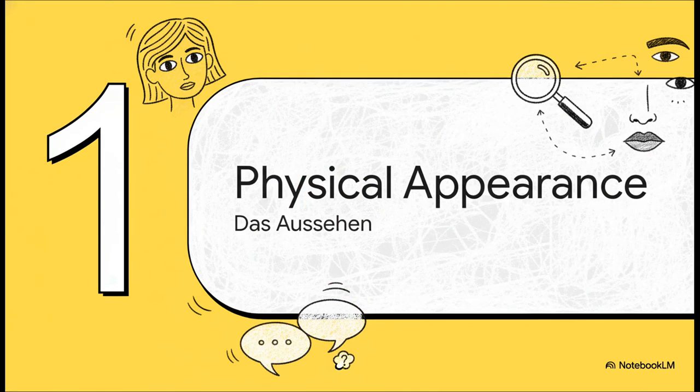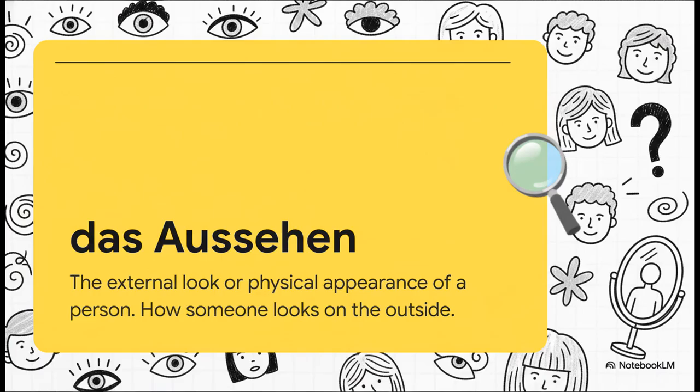So where do we even begin when we meet someone? Well, usually with what we can see. So we're going to start with a vocabulary for physical appearance, or as they say in German, das Aussehen. Okay, our anchor word for this entire section is this noun right here, das Aussehen. It's the word for someone's entire physical appearance. Think of it as the big picture, before we zoom in and get to all the details.